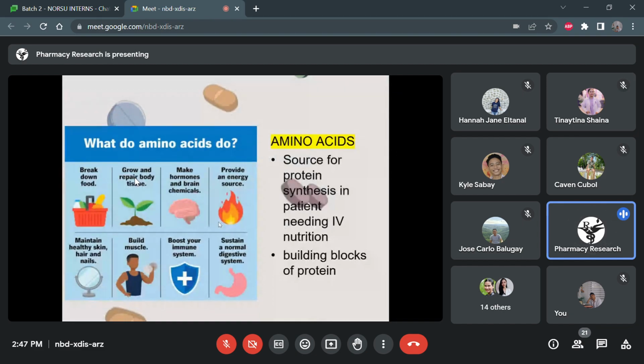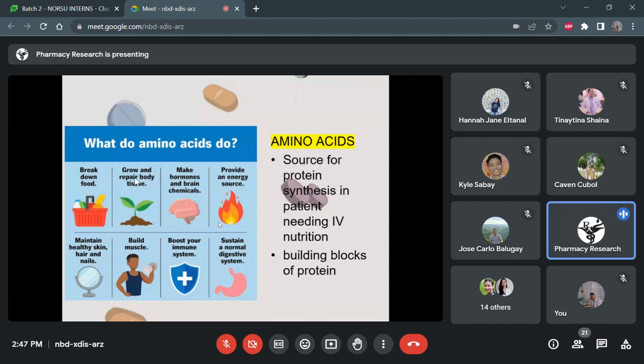Next is amino acids. So, take note what do amino acids do in our body. Take note, guys. Amino acids, it is the source of protein synthesis in patient needing IV nutrition. So what is the building blocks of protein? It is the amino acids.